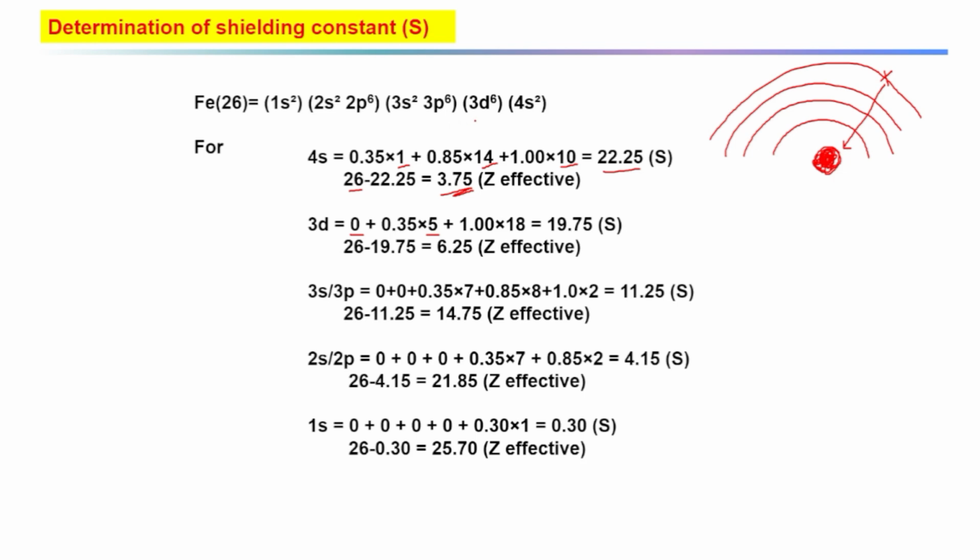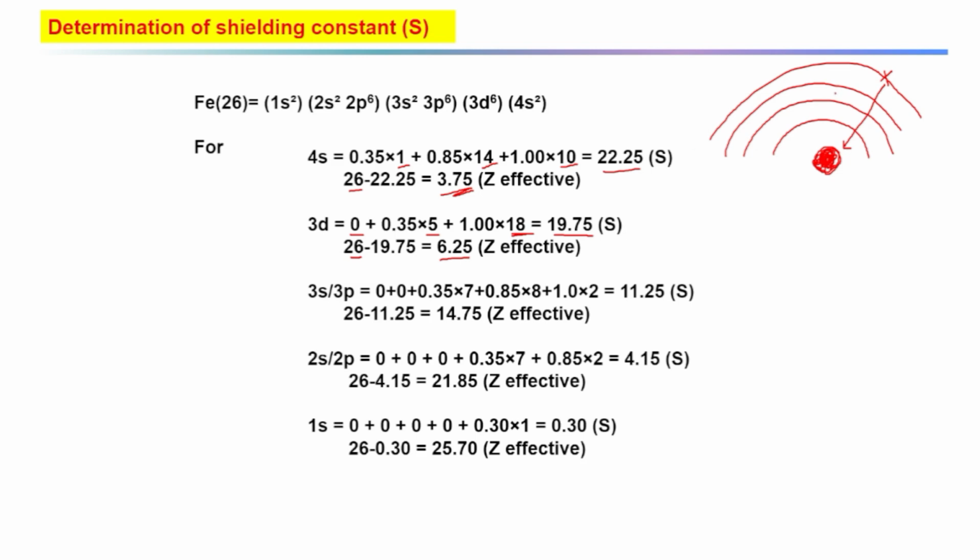So from this 3d6 we get 0.35 into 5, and all other electrons with the same principal quantum number and different azimuthal quantum number, and here different principal quantum number, they all contribute shielding constant 1. So that's why all 18 electrons before this 3d will give shielding constant 1. So the total shielding constant comes out to be 19.75. And if we subtract this S from the Z value, we get 6.25. So the Z effective is 6.25.